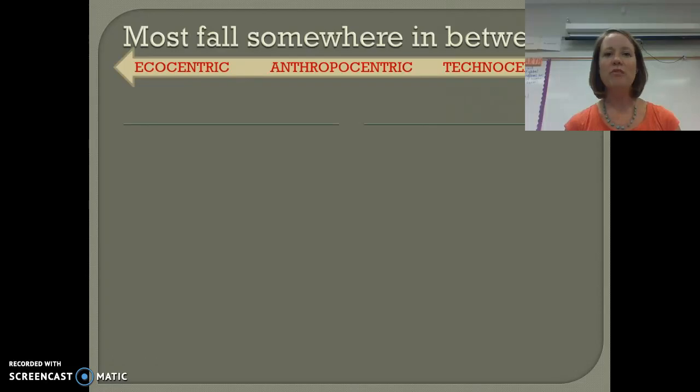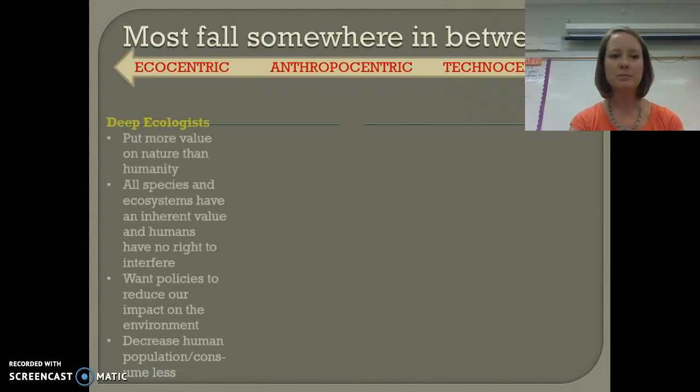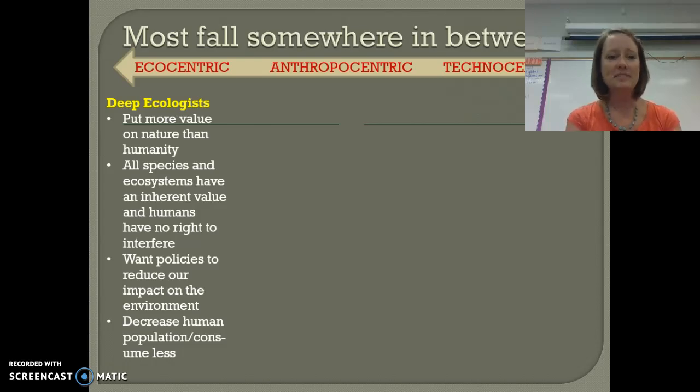Now, not everyone falls under one of these three columns. Most of us are going to fall somewhere in between. So we can break this down even further. If you are on the far left side of the spectrum, you might be an ecocentric deep ecologist. What this means is you put more value on nature than humanity, that we have no right to interfere with the earth. It was here before us, it will be here long after us. And we want the policies that we pass to make sure that we're reducing human impact on the environment. And the best way to do that is to decrease human population and make sure that we are consuming less.